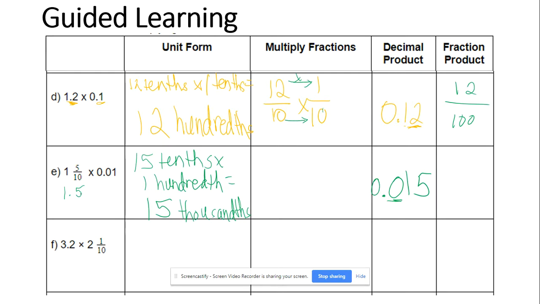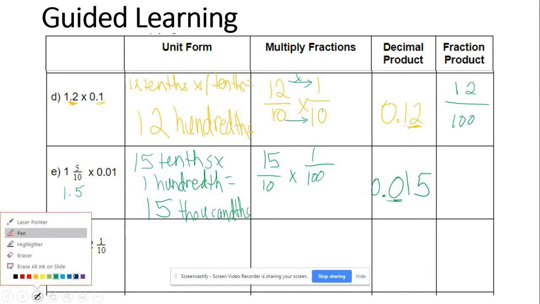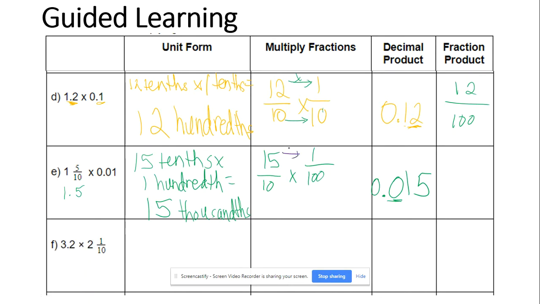Now let's try by multiplying fractions. We have 1 and 5 tenths, which we said is 15 tenths, and we can write that as 15 over 10. We're going to multiply that by 1 over 100. Start by multiplying the numerators. 15 times 1 is 15. 10 times 100 is 1,000. 0 and 15 thousandths is the same as 15 over 1,000.